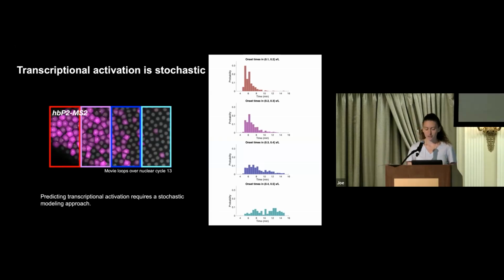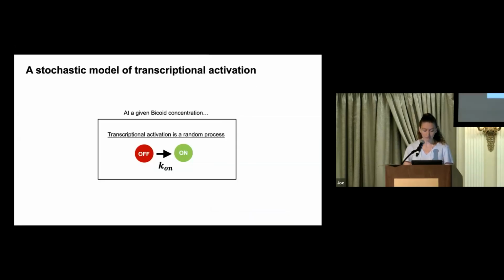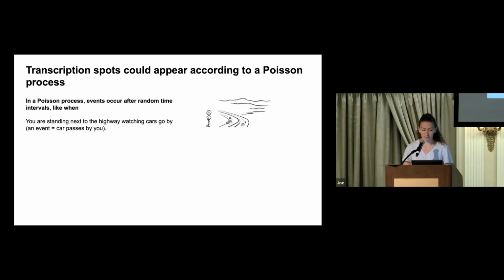So predicting transcriptional activation requires a stochastic modeling approach. I built a two-state model of promoter activity where following mitosis, a nucleus begins the nuclear cycle in a transcriptionally inactive off state, and then the nucleus can transition into an on state with an average rate of K on. And transcriptional activation is a random process. So as a starting point, I propose that transcription spots appear according to a Poisson process.